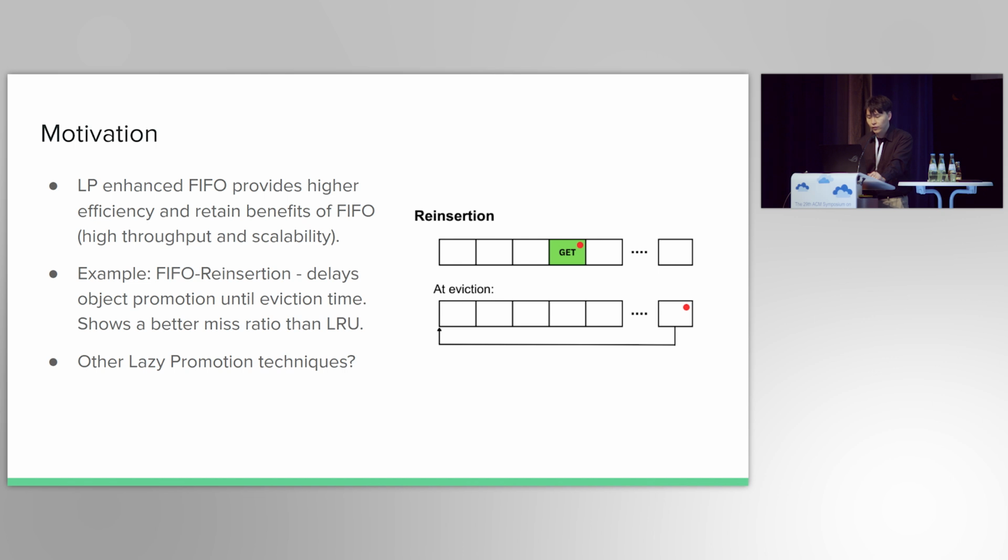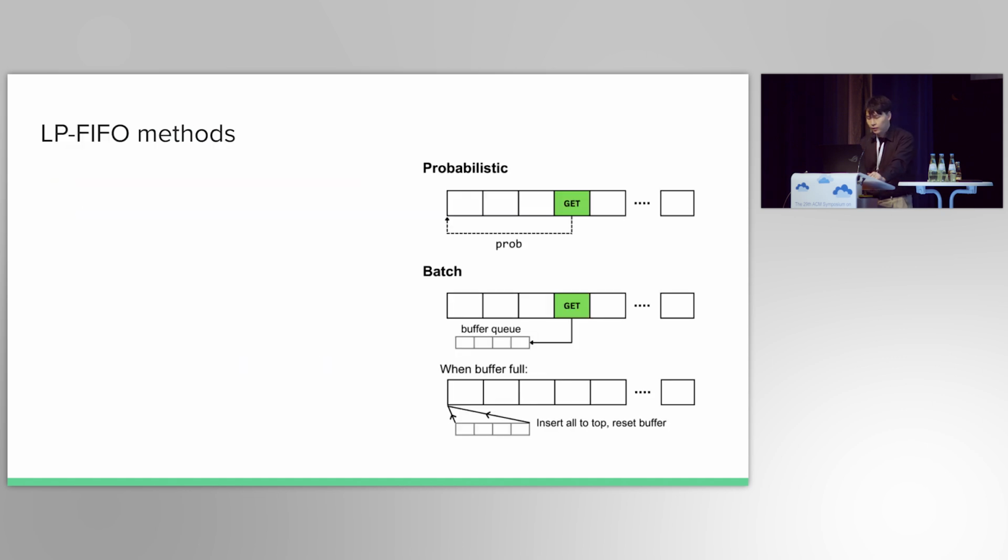This has been proven to outperform LRU in terms of efficiency in previous works. However, there are other methods that can be even better to achieve lazy promotion, since the concept is relatively novel. So for this work, I explored two other approaches to achieve lazy promotion on FIFO, which are probabilistic and batch promotion.